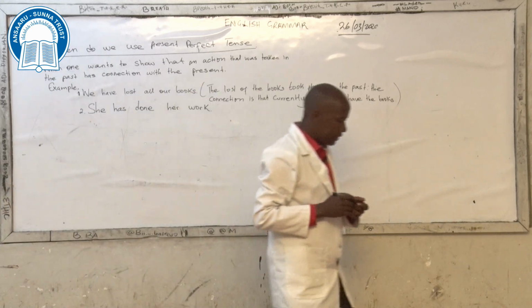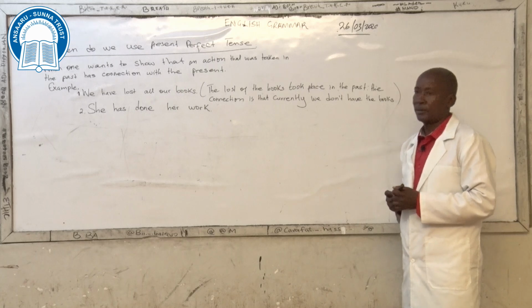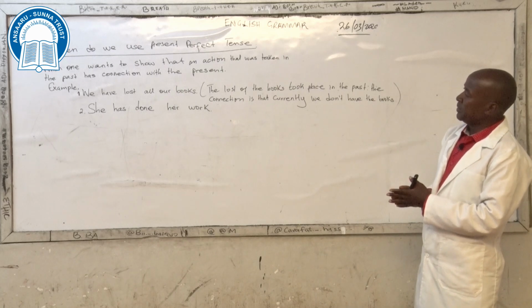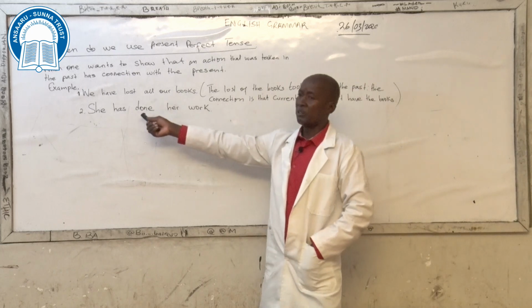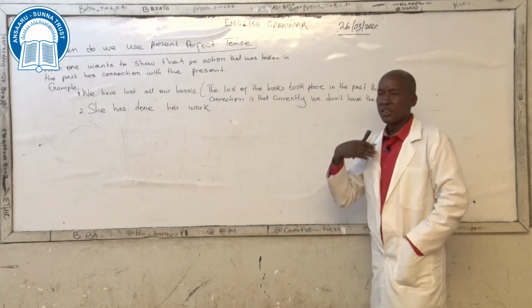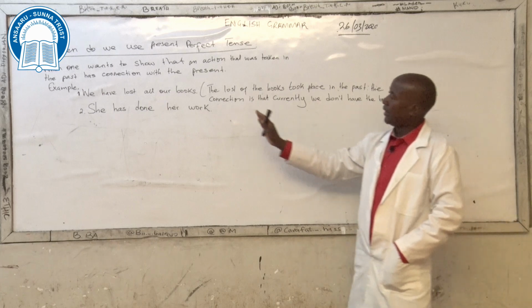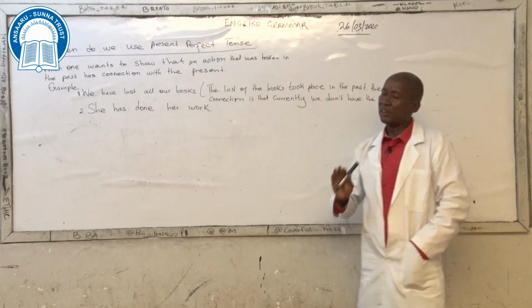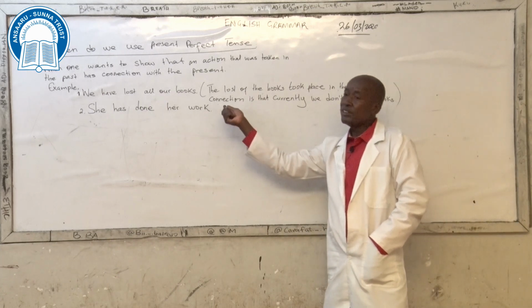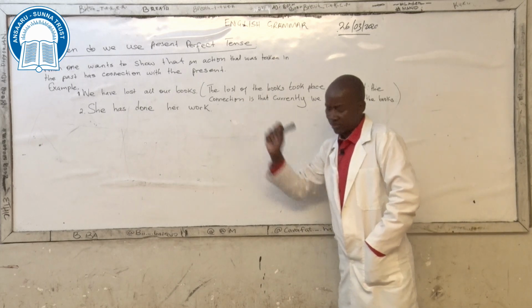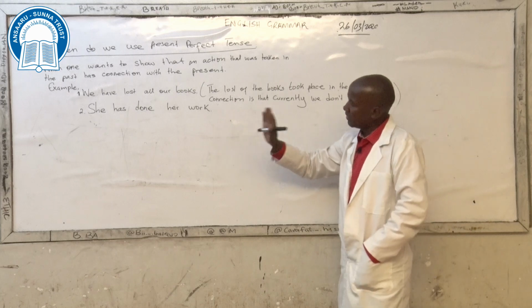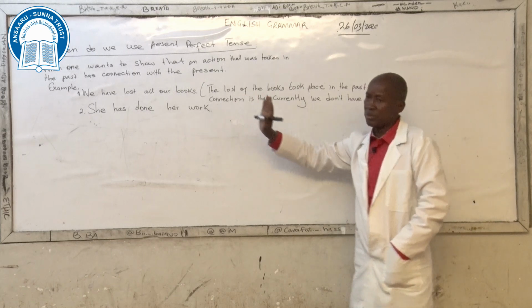She has done her work. What does it mean? The action of executing her work was performed before. Now, as we speak, she is free. So that is the connection. The completion of the work or the execution of the work was before this time.